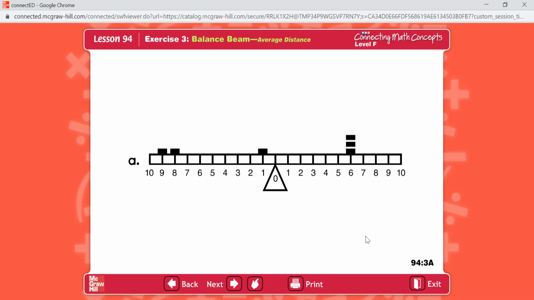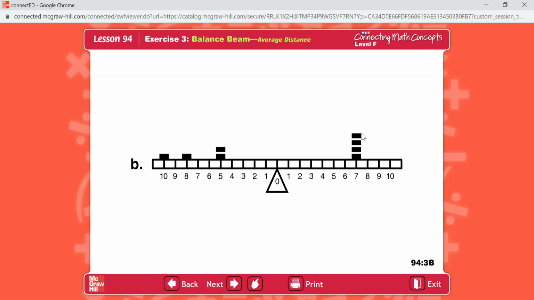So where are we going to put the weights on the right-hand side? We're going to put the weights on the 7 on the right-hand side, just like so. How many weights? 1, 2, 3, 4. Because we have 4 weights on the left-hand side.